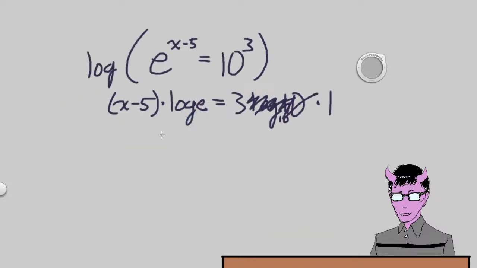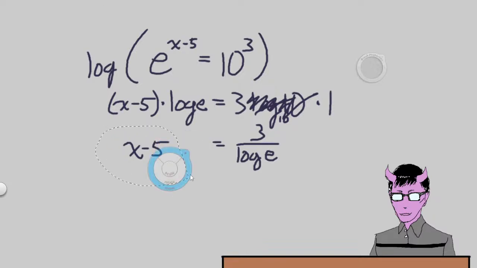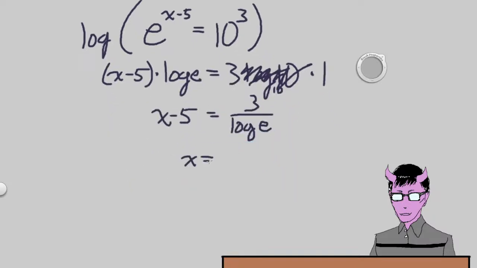Alright. Cleanup time. We're going to get x minus 5. I'm going to divide this from both sides. So we have a 3 times a 1 divided by this log from both sides. Don't ever call it log, please. Log of e. There you go. And of course, just follow up by adding 5 to both sides, and then we are done with this problem. So we get 3 over log of e plus 5.